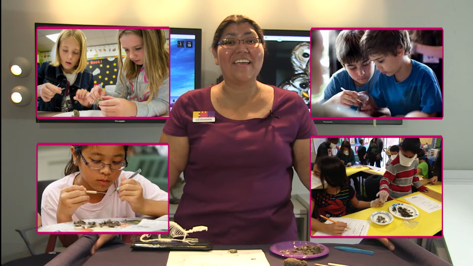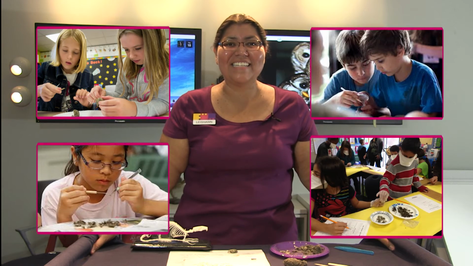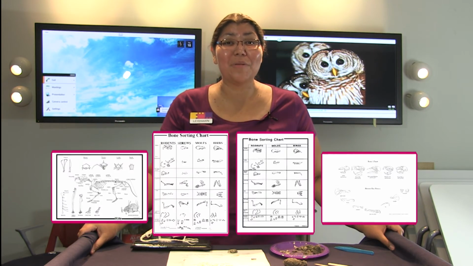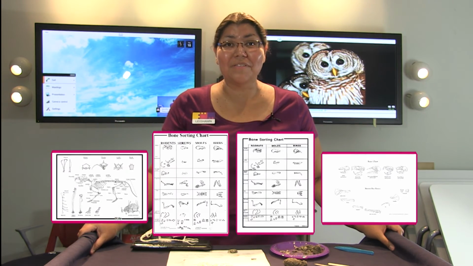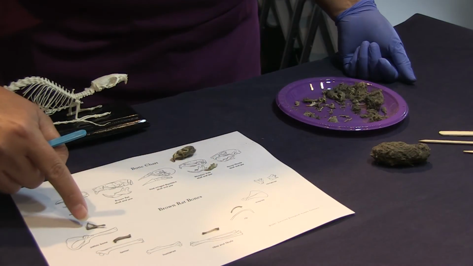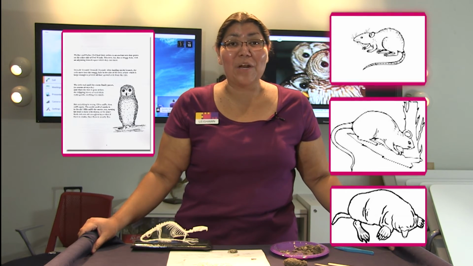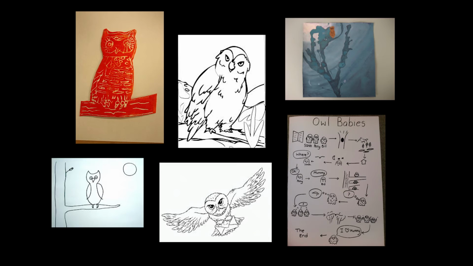I would like to invite you to share your work with owl pellets. Here are a few ideas. Show how you use the bone chart and organize the bones. Start with a skull and construct the skeletons from the bones you found. Write a story or even draw the picture of the animal you found in the owl pellet and the owl that ate it. We would love to see your work.